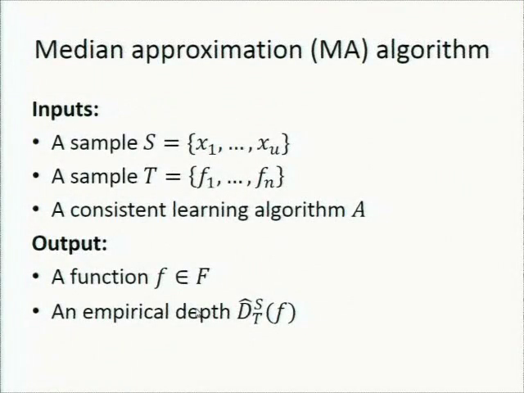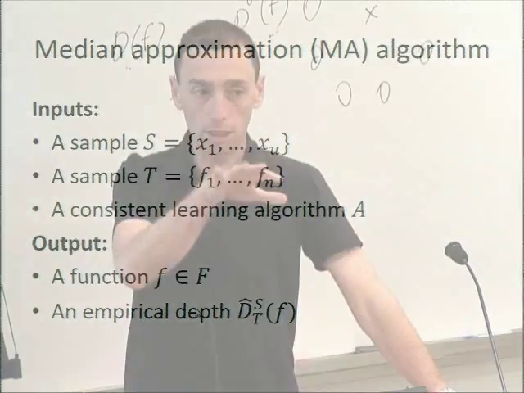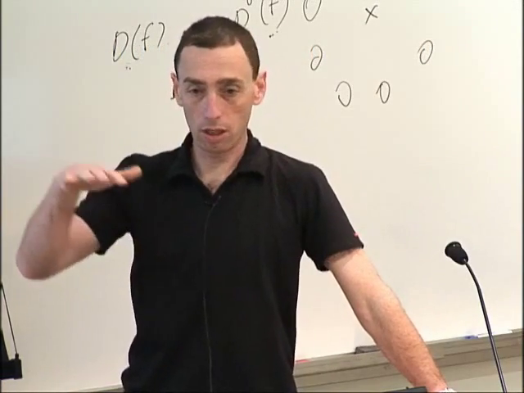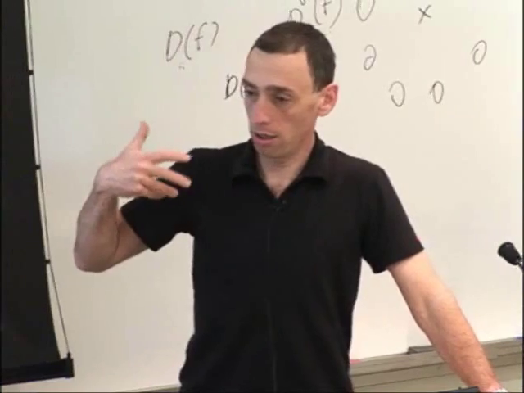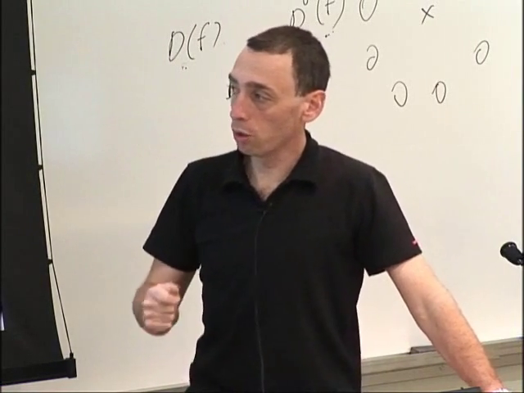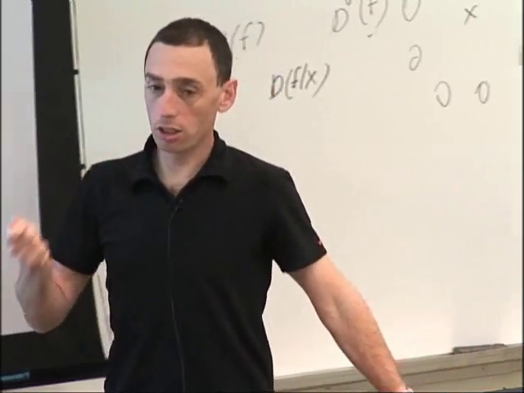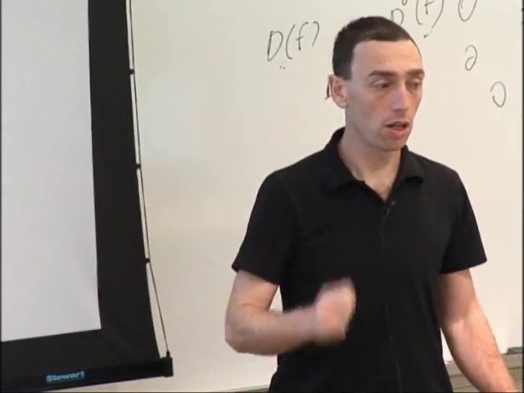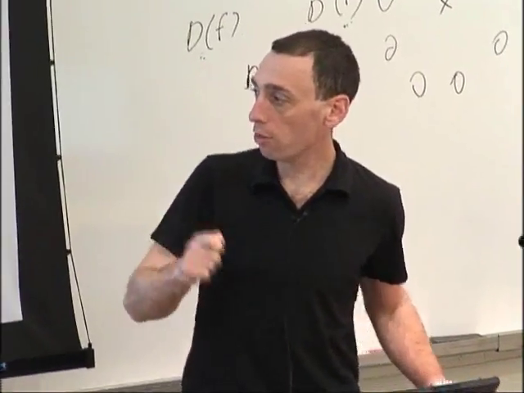So again, the algorithm itself will receive two samples. One is an unlabeled sample of points. The other one is a sample of functions from my belief distribution. And the output would be a function f which actually maximizes the empirical depth, and its empirical depth.